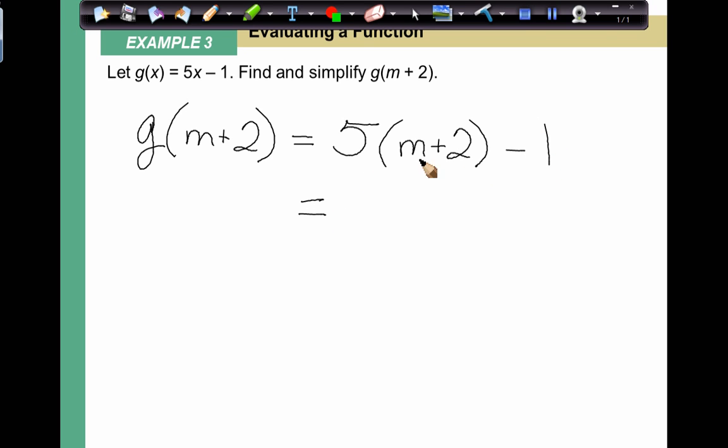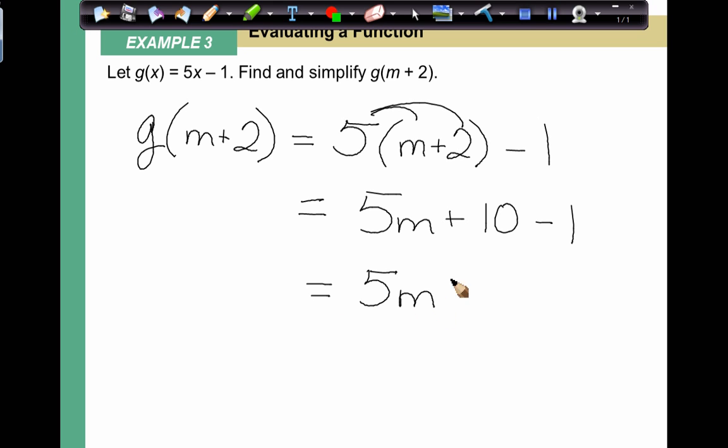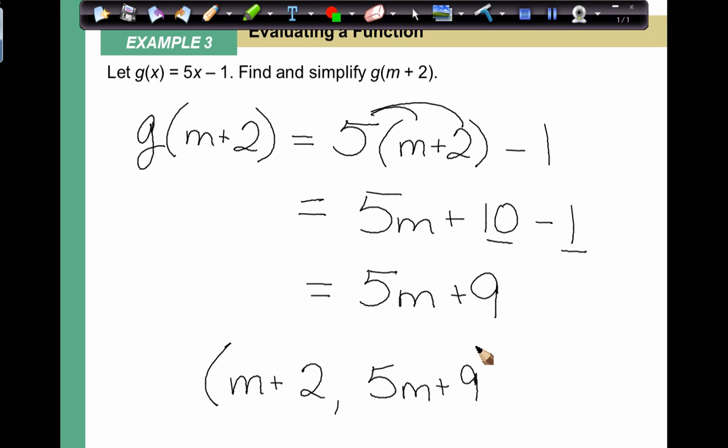We can simplify this by distributing the 5. So we get 5m plus 10, and minus 1. We can simplify by adding like terms. We can add the 10 and the minus 1 to get 9. So this tells us that if we have an input of m plus 2, we'll have an output of 5m plus 9. And as an ordered pair, that would be m plus 2 with an output of 5m plus 9.